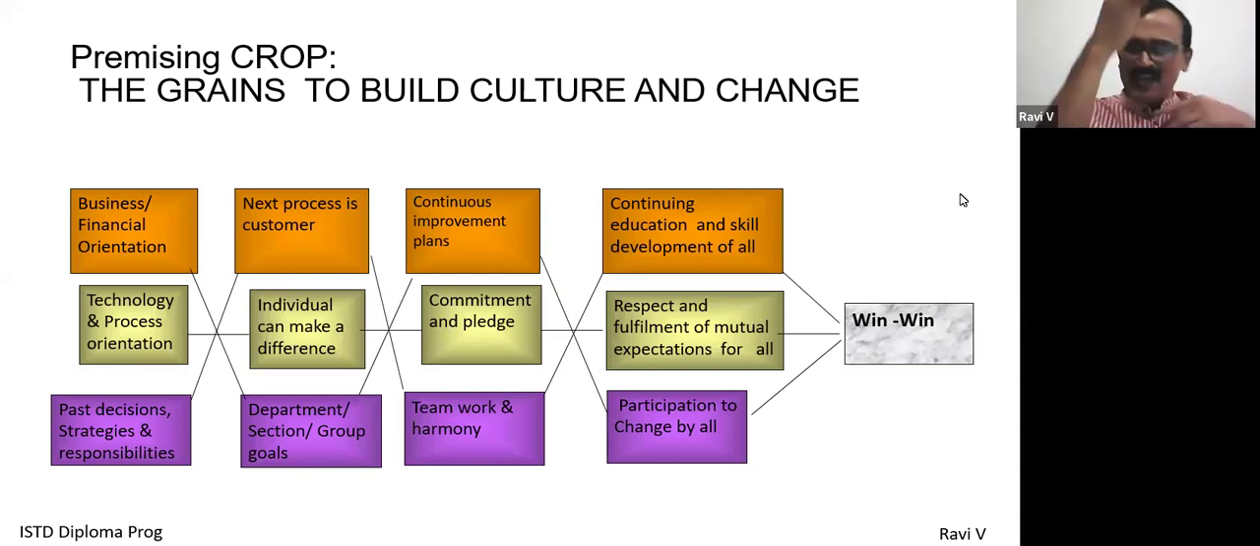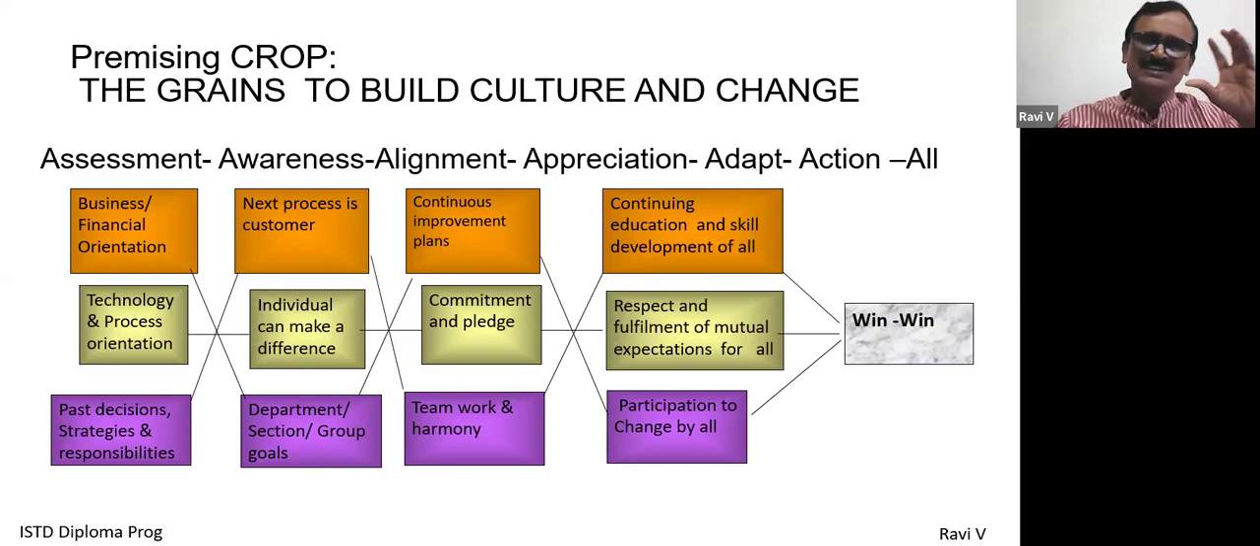They are actually related vertically, but I'm just trying to go in the horizontal way. How do past decisions matter? They can evolve into strategies for the future and make us feel more responsible. How can we identify specific departments, sections, groups, units, and their goals? How can we build teamwork? How can we ensure total participation so that we have a win-win situation for all? So this is the entire awareness, assessment, alignment, appreciation, adaptation, and action for all.